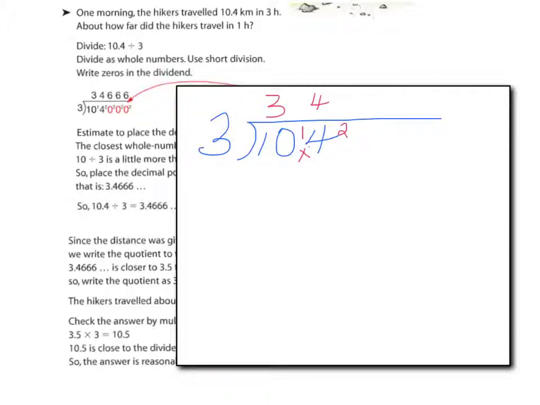I'm not quite done, so I have to add my zeros to get rid of my decimal. 3 times what is close to 20? Well, 3 times 6 is close to 20. 3 times 6 is 18. 20 minus 18 is 2. So I add another 2.